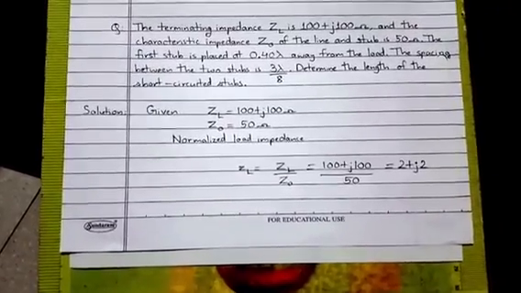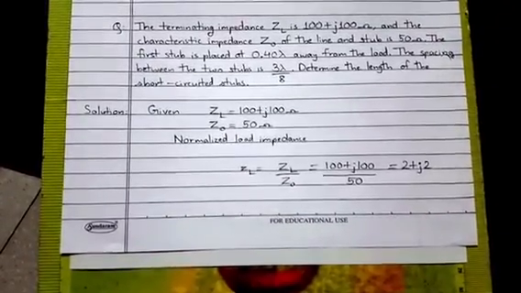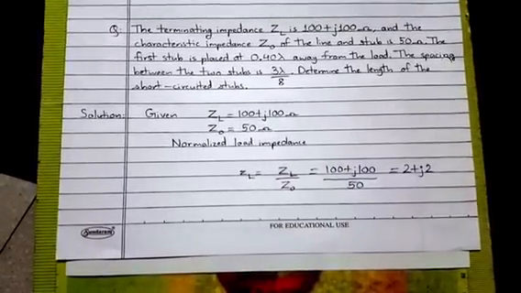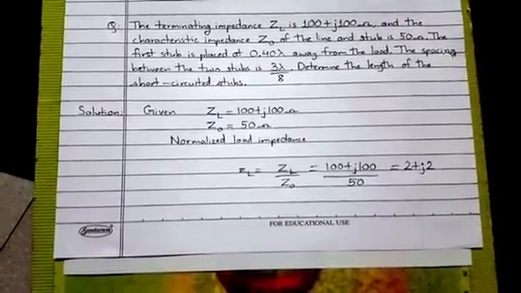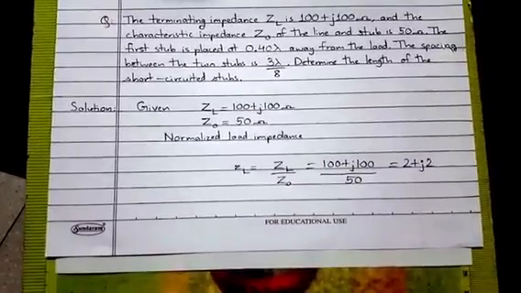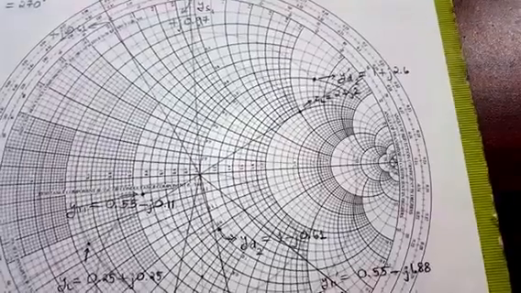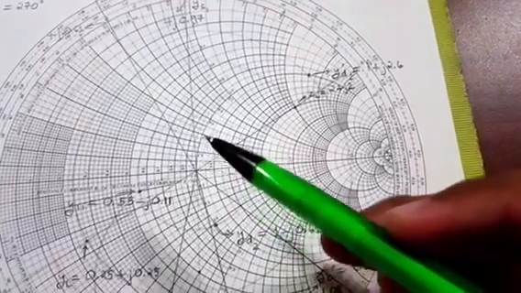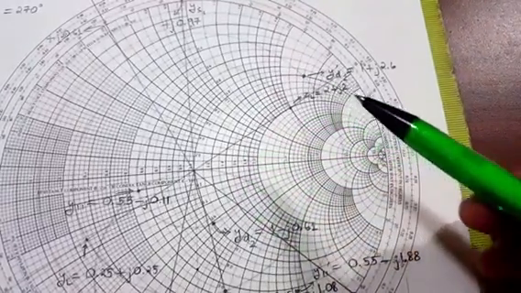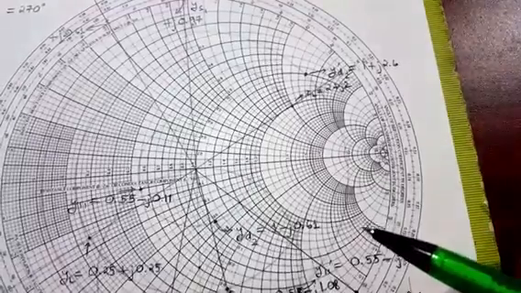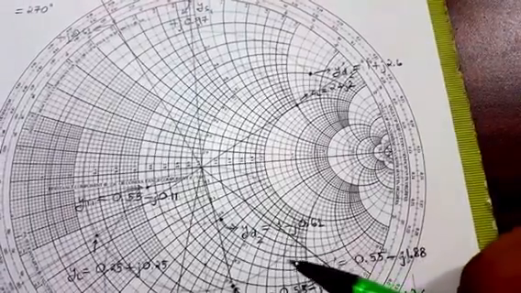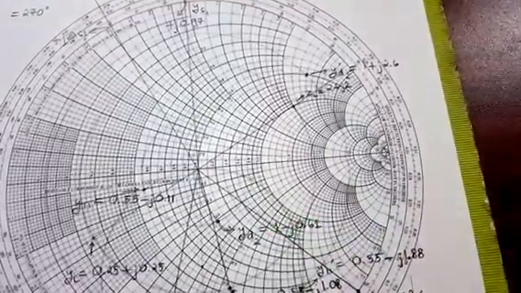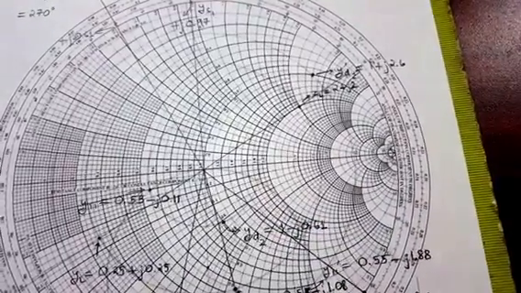This is the given question and the first step, normalizing of impedance. This is the unity gain circle. You can highlight it if you want.